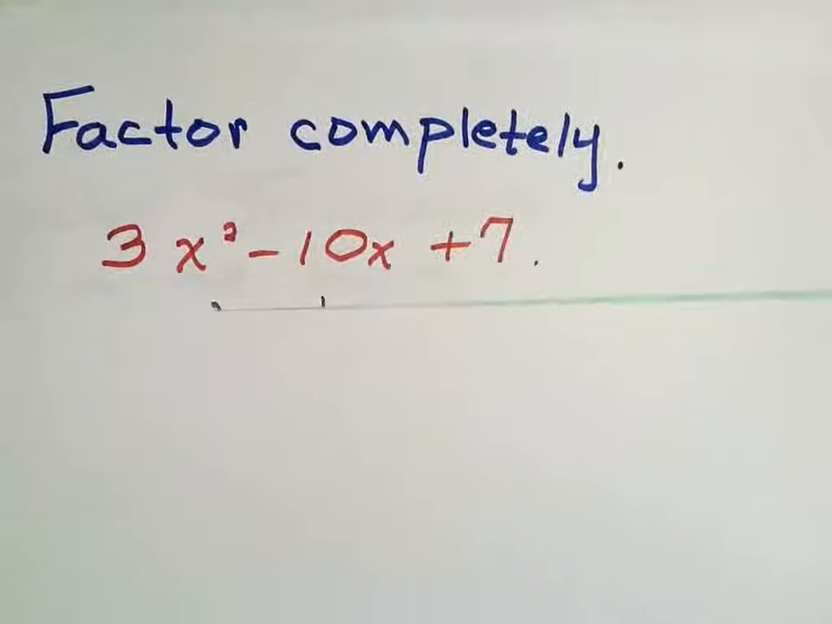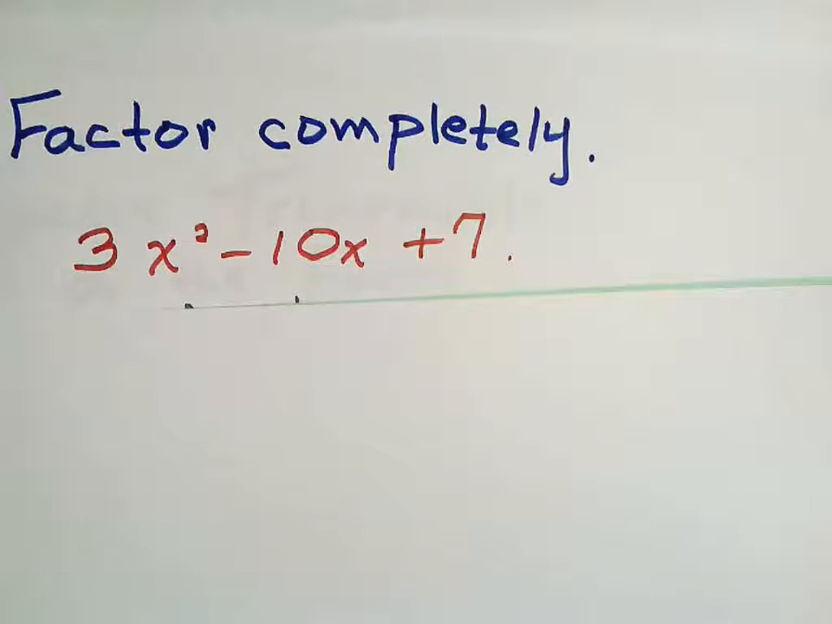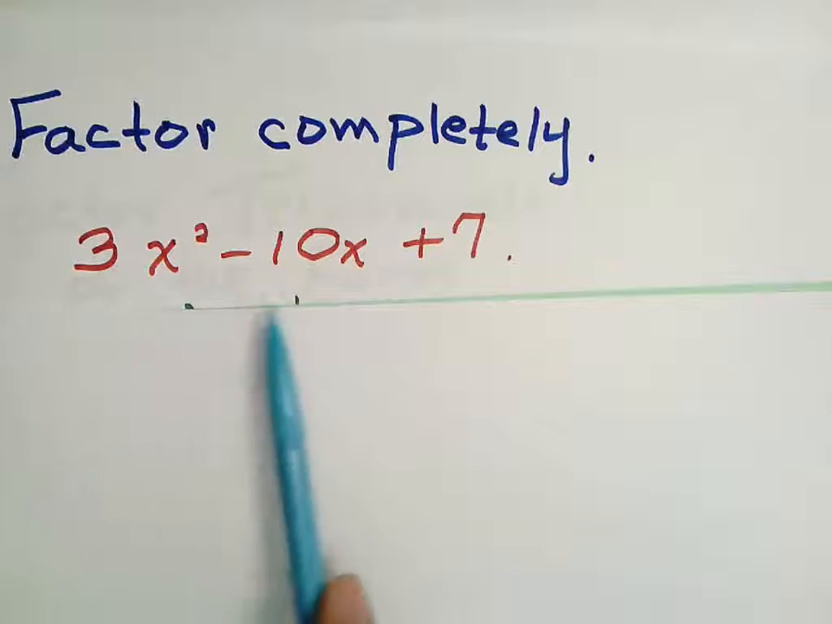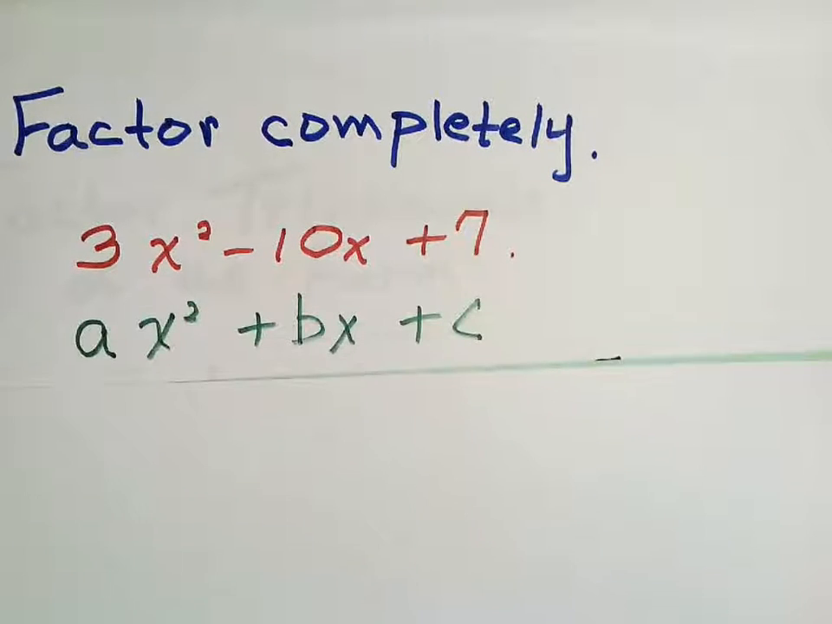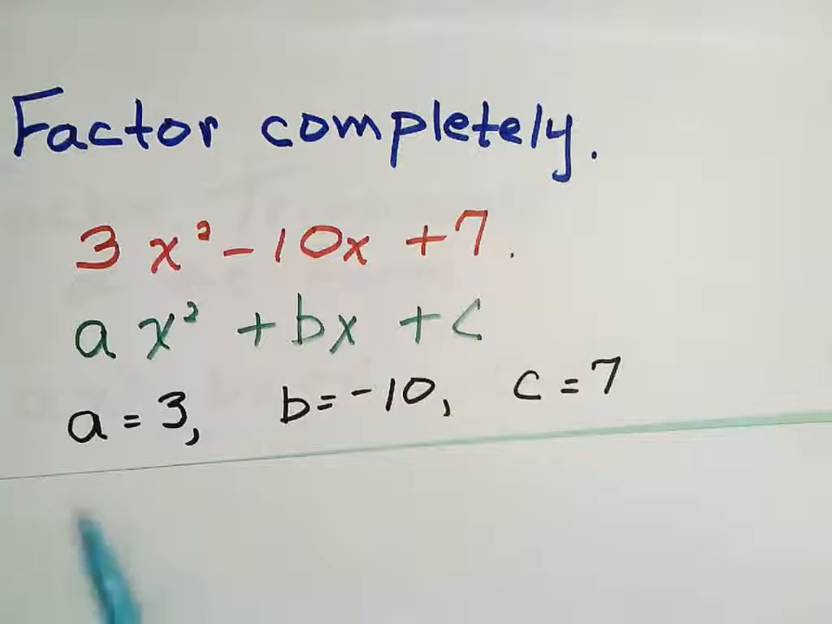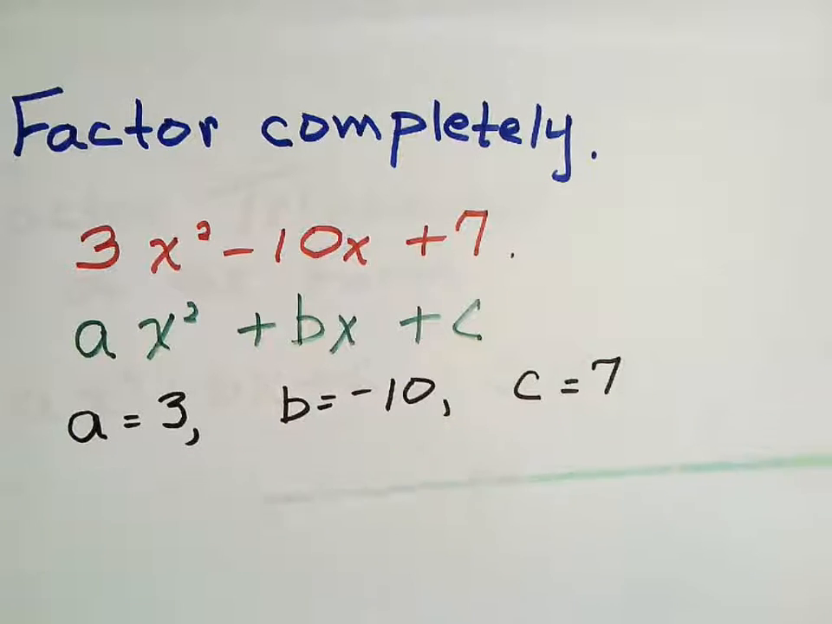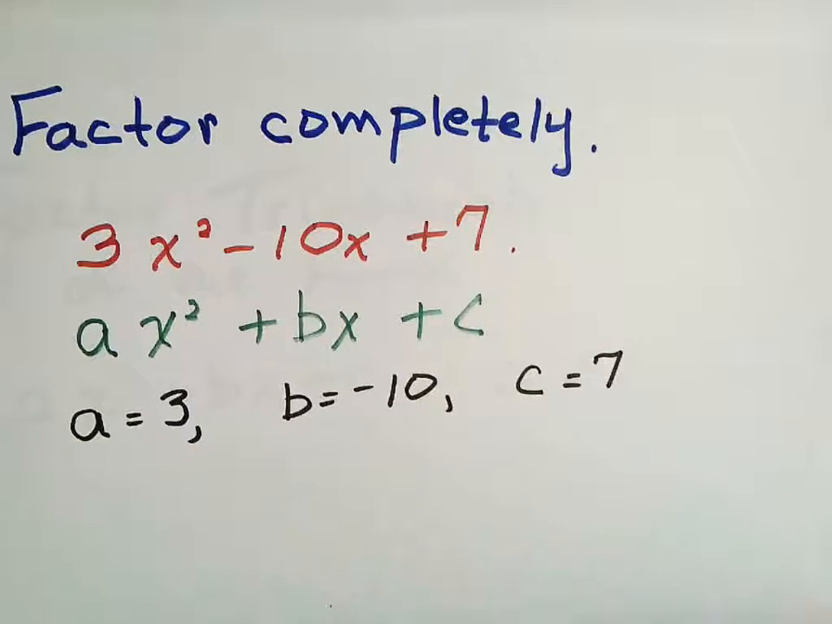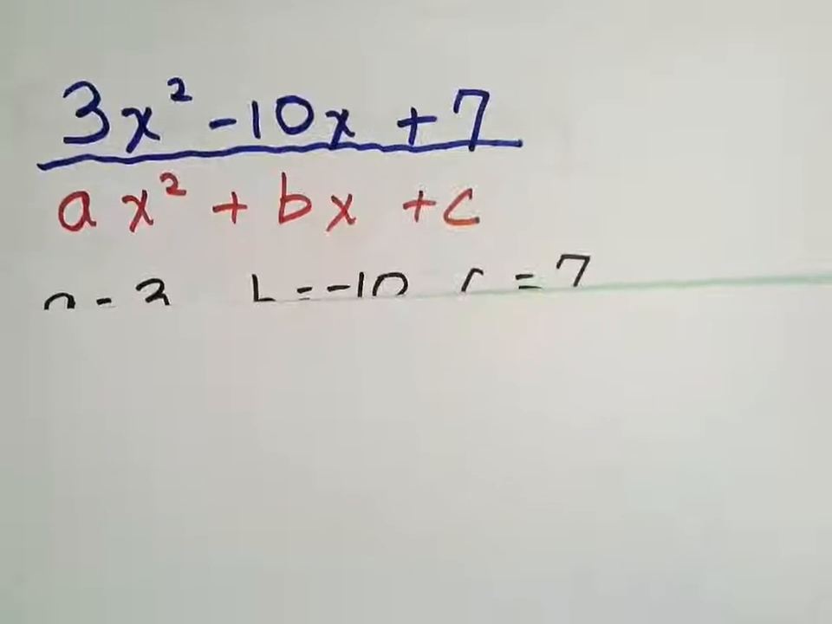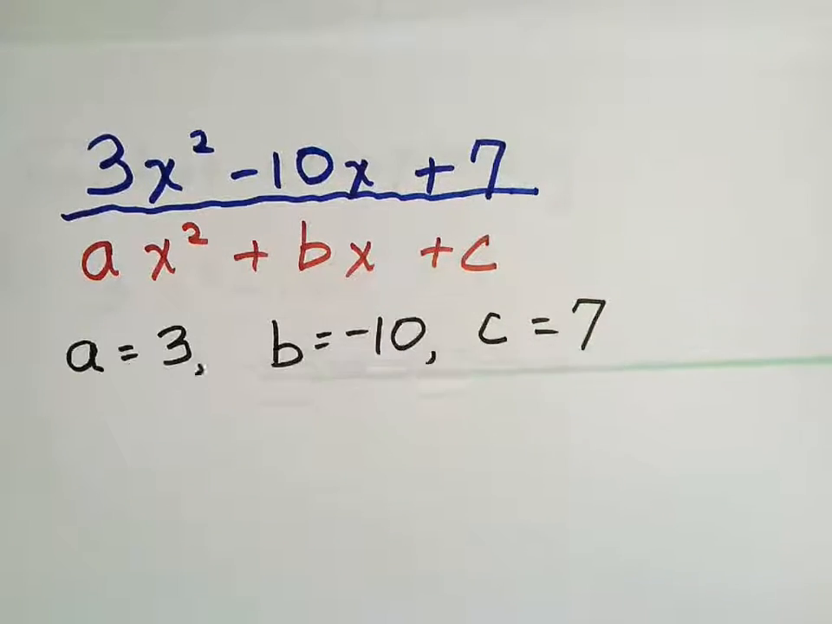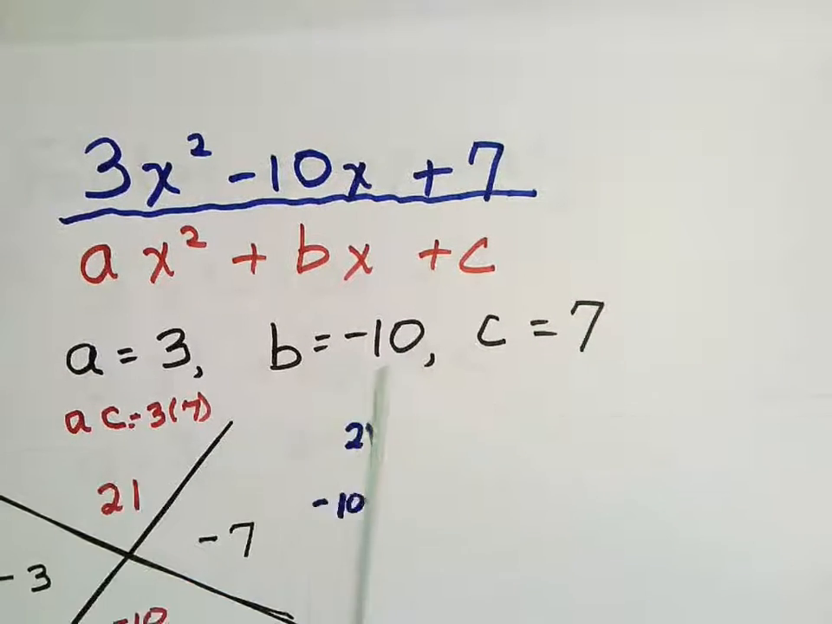Let's look at an example. We're going to factor completely. Here's our problem, 3x squared minus 10x plus 7. Here's our quadratic form. We identify the a, the b, and the c. So here again is the problem. Identify the a, b, and the c again.